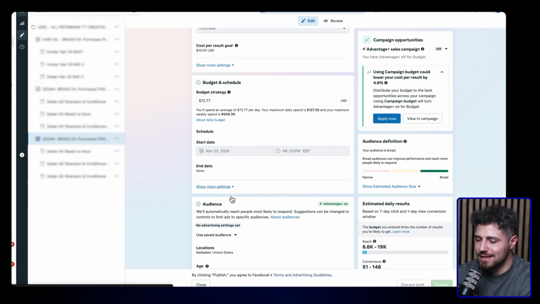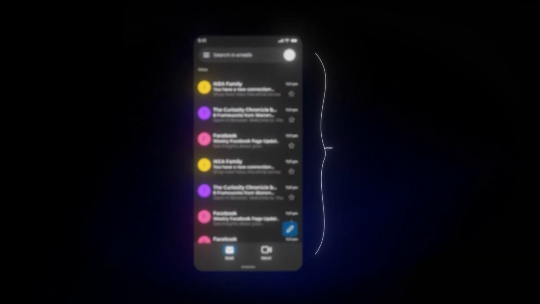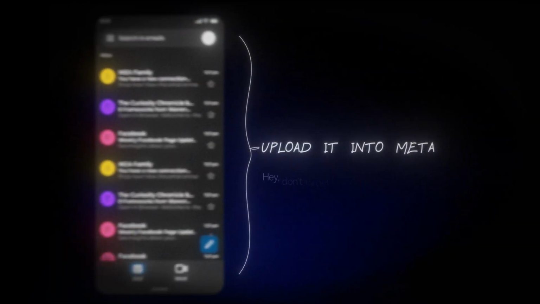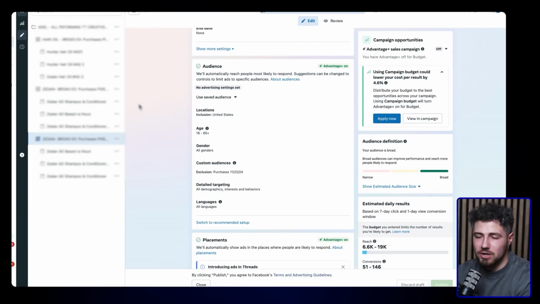So $72, this campaign was launched during that time, and we were excluding purchases, as you guys could see here. Anybody who has purchased from our brand or from the client's brand, what we would do is grab all the customer emails, upload them into Meta, and tell Meta, hey, don't target anyone who has purchased from us. We only want to target new people. And that's pretty much it, right?